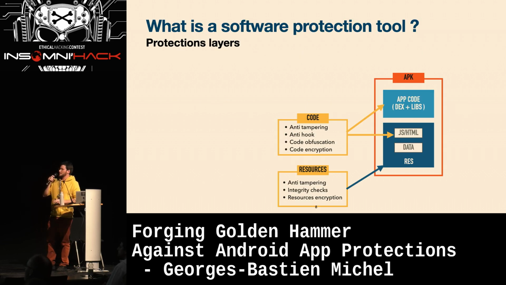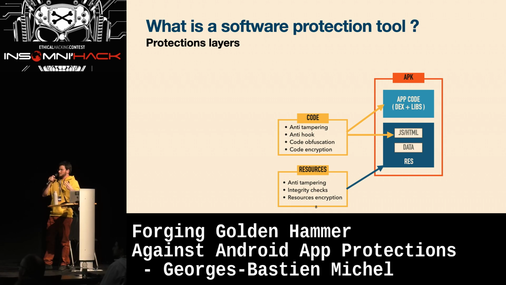Okay. So what is a software protection tool? Such a tool contains at least 3 layers of protection. The first targets only the resources from the APK. That means some YAML and properties files, or JS or HTML if your application uses PhoneGap or such kind of framework. For this kind of resources, as resources are flat files, they are mainly protected by integrity checks.